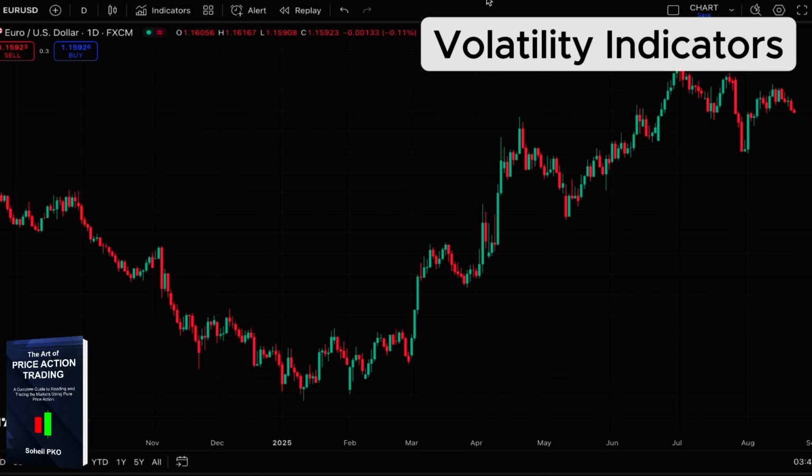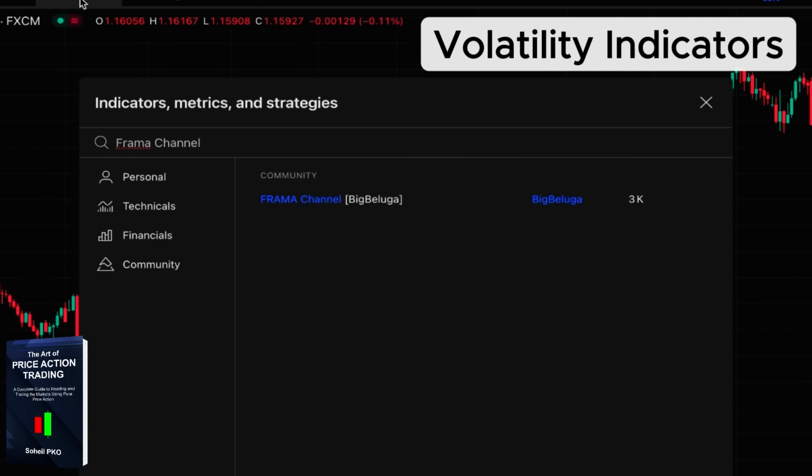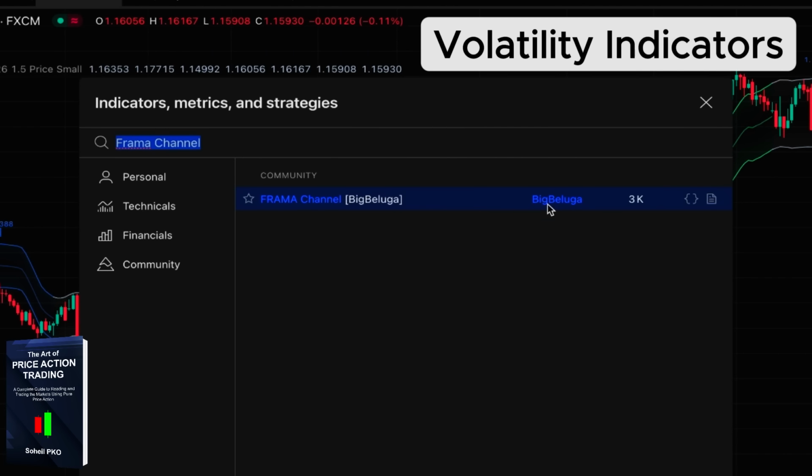Alright, the next category, volatility indicators. Volatility indicators show the speed level of market activity. In other words, they help us to know how quickly the price is changing, and they do it by measuring how far the price is from the average. The first indicator that I want to introduce is Fromo channel, this one, which is written by Big Beluga.